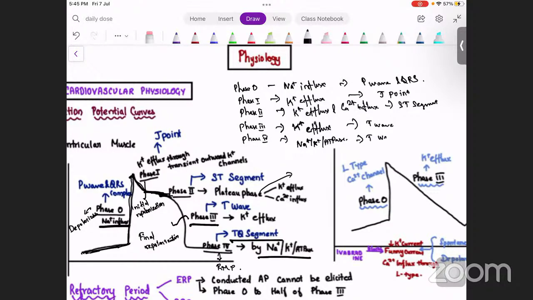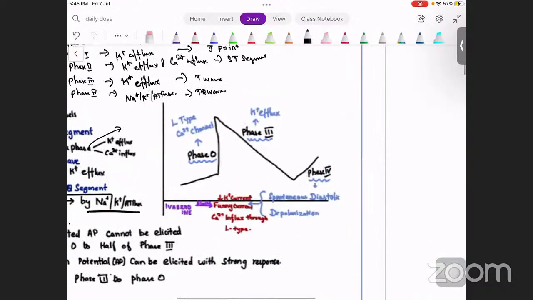You can remember it like a curve like me, or you can make a table and mug up this table. Both are okay, but you have to master these things. These are quite high yield areas you have to know. Remember, this entire action potential curve is totally for ventricular muscle. We have a separate one for the SA node and AV node.